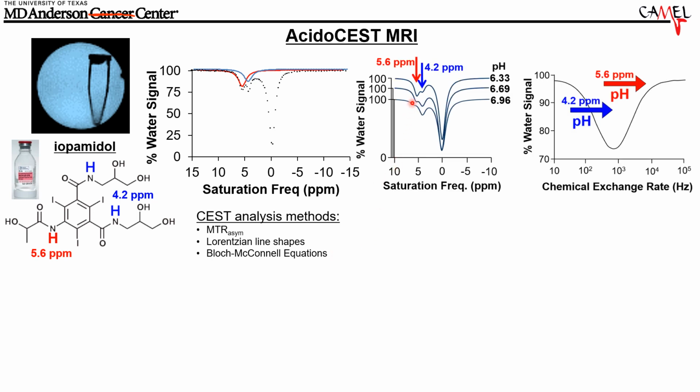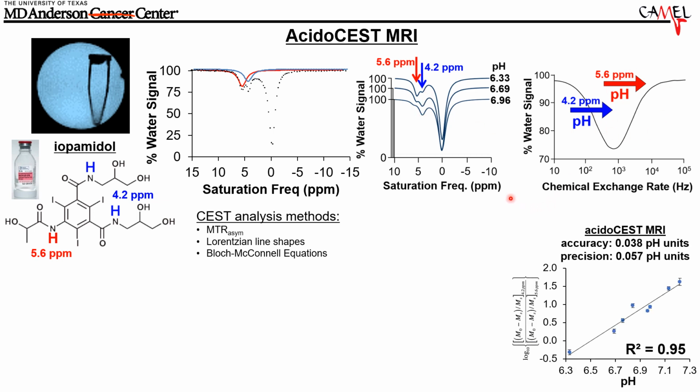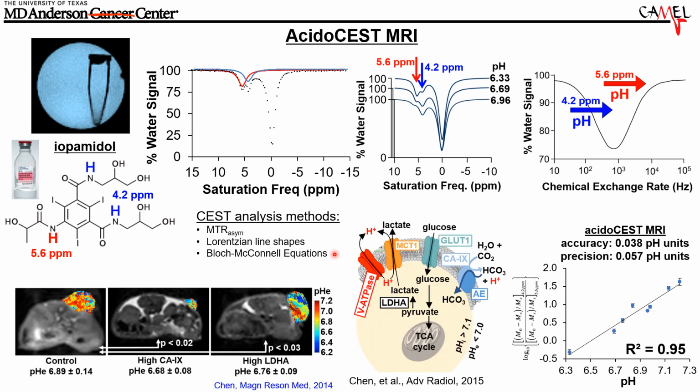Now, this agent is particularly interesting because the peak at 5.6 ppm disappears as pH increases, while the peak at 4.2 increases due to the differences in chemical exchange rate of these two protons, which can be used in a ratiometric method to measure pH. However, again, we prefer the Bloch-McConnell equations, which are more sophisticated.